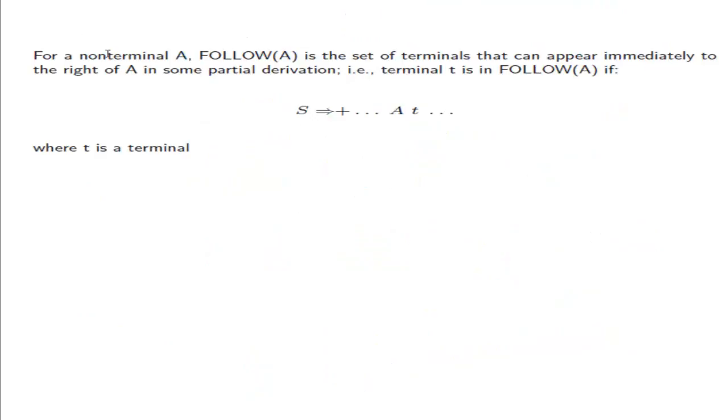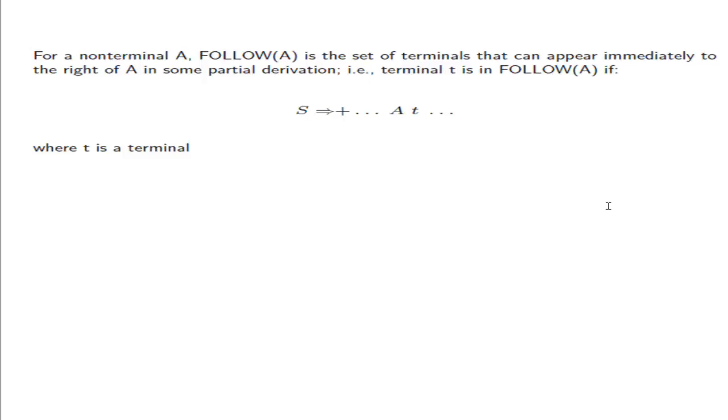So what is the follow of a, for a non-terminal a? It is actually a set of terminals that can appear immediately to the right of a. The terminal which appears immediately after a is going to be the follow of a. It should be a terminal, because we are trying to find terminals, whether it is the first or the follow.